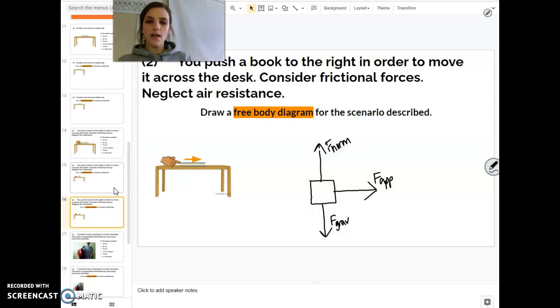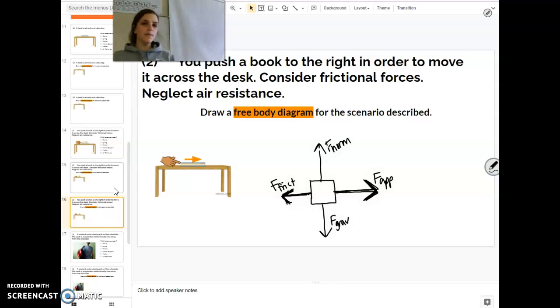Now before you draw that arrow, you need to consider, is the applied force greater than the force of friction? Because if so, then the book is actually able to move. So in this case, since the book is moving, the force of friction is smaller than the applied force. Let's see if I can make that just a little bit clearer in my drawing. I want this to be a bigger arrow than this one. This is the force of friction.